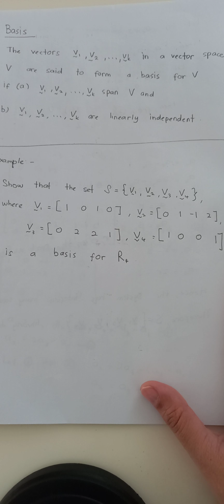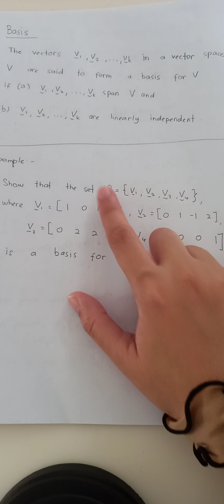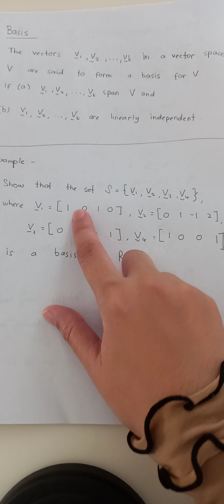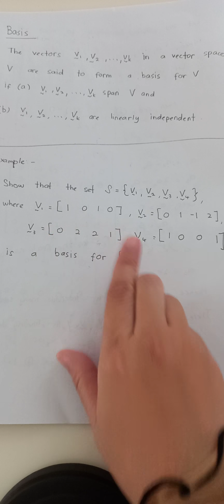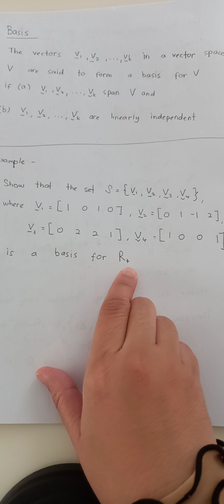So we have a question here. So it was asked to show that the set S where V1 is this vector, V2, we have V3, we have V4 is a basis for R4. Okay.